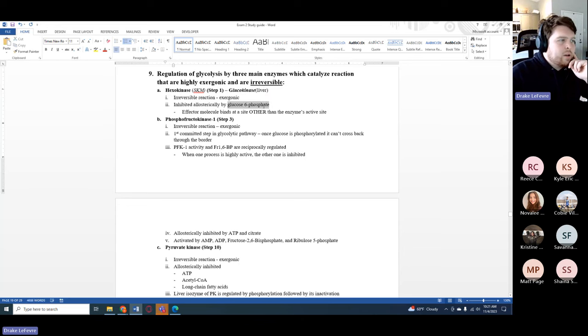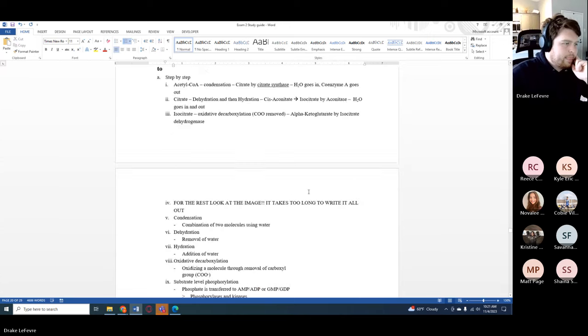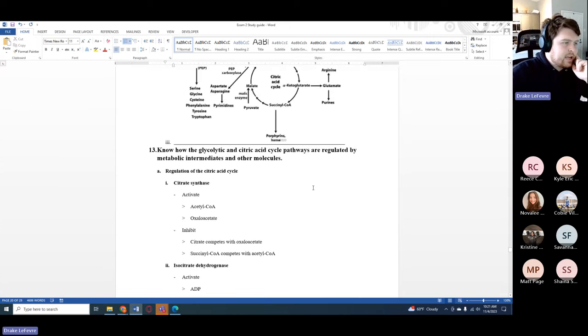And it's inhibited by the glucose-6-phosphate. So that means when we have a whole bunch of glucose-6-phosphate available inside the muscle or the liver already, our hexokinase gets inhibited, so we're not going to continuously bring glucose in. They'll probably ask a question something along those lines, most likely more with PFK. PFK is going to be inhibited by ATP and citrate. We think ahead, citrate in our citric acid cycle.